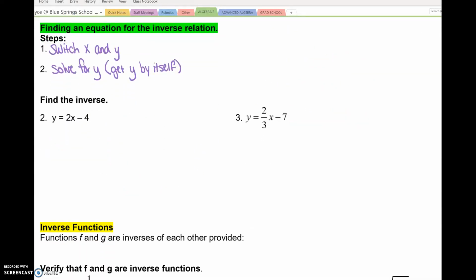So in example 2, find the inverse. Our first step is to switch. So the y becomes x and the x becomes y. Our next step is to solve. That means get y by itself. What should we do first to get y by itself? Add 4. Add 4 to both sides.